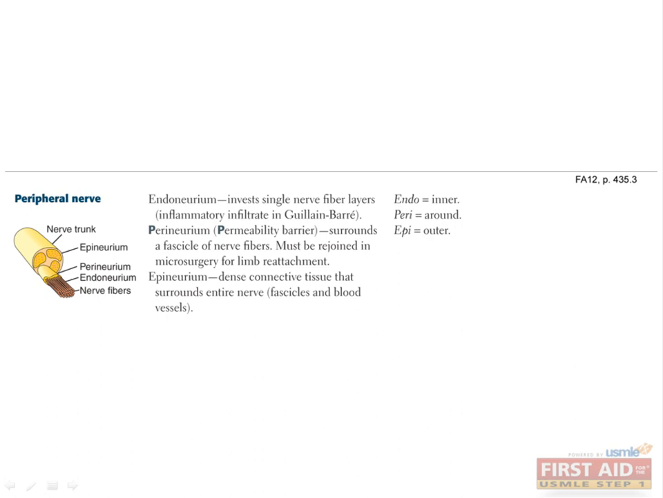We'll mention the peripheral nerve layers. The endoneurium is the layer closest to the nerve fiber. Endo means inner. The perineurium is the layer that surrounds a bundle of nerve fibers. Peri means around. Epineurium is the dense layer that surrounds several bundles of nerve fibers as well as their vascular supply. Epi, of course, means outer. So which layer is most difficult for drugs to cross? Well, actually, it's the perineurium. You can think of it as the permeability membrane.